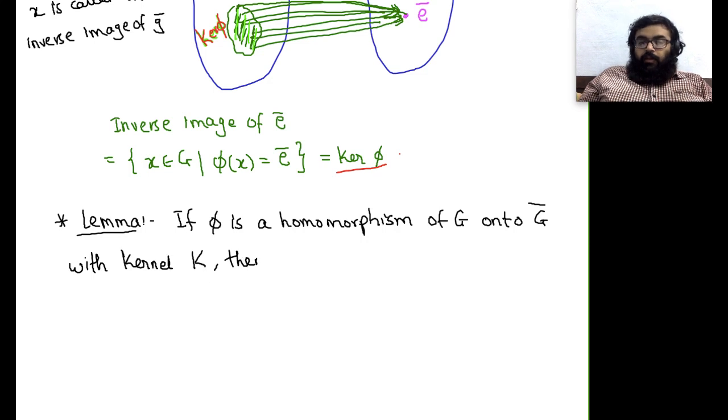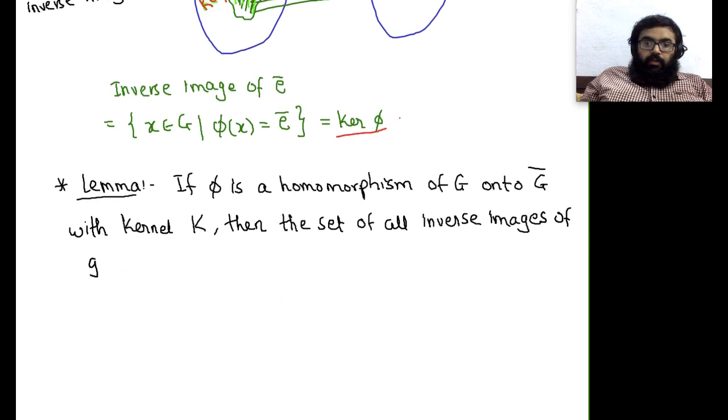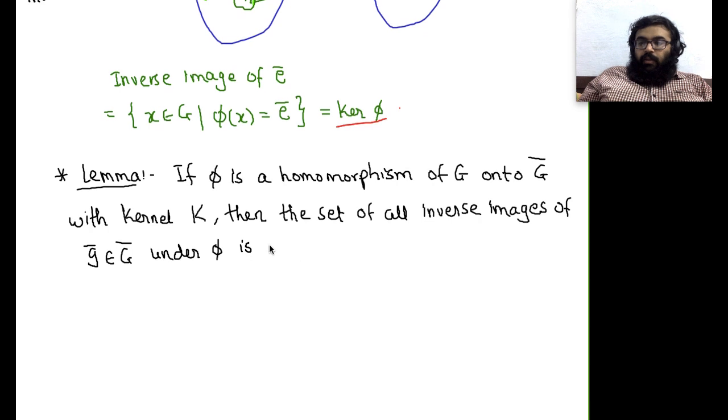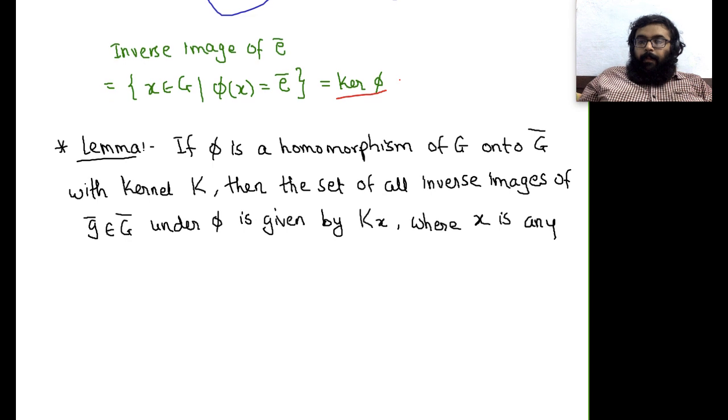With kernel K, then the set of all inverse images of an arbitrary element g bar in G bar under phi is given by Kx, where K is the kernel. But what is x? Where x is any particular inverse image of g bar in G.